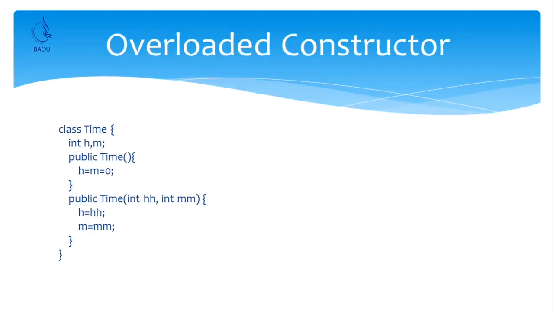Now, we take examples of overloaded constructors. We discussed these in the last lecture also. Here we have a class Time with two class variables, hours and minutes. The first constructor will initialize both values to 0, and the second constructor initializes these two class variables by the arguments provided. So, this is how we can define overloaded constructors. You can have another constructor also which initializes only one value.